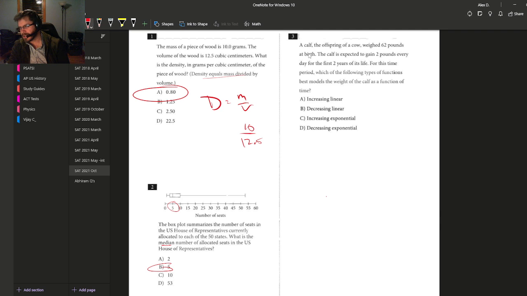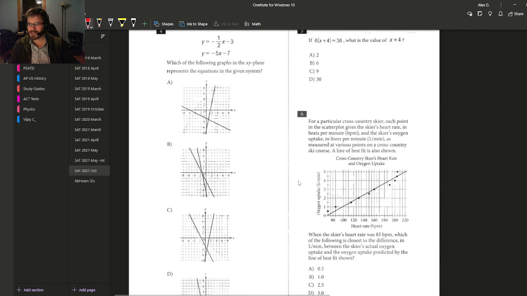It is now 12:29 a.m. local time. A calf, the offspring of a cow, weighs 62 pounds, gaining 2 pounds every day. Models the weight increasing linearly. It's gaining weight, and it's not increasing at different values each time, it's a constant rate of change. Some of these questions, man, don't miss them.